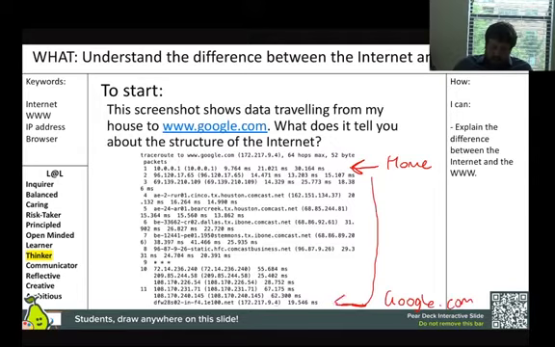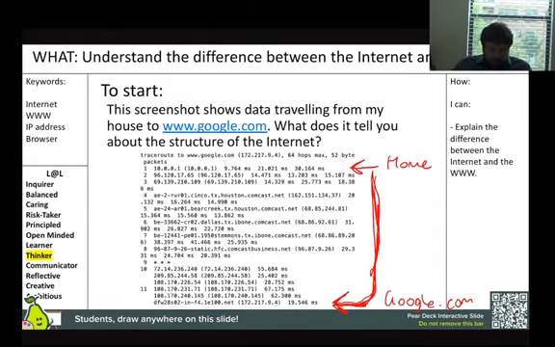What I'm asking, and what we'll hopefully understand a bit more by the end of this video, is what's going on here. Why do we see these different steps? We're going to find out about the structure of the internet so we can understand the journey that data takes to get from my house to Google.